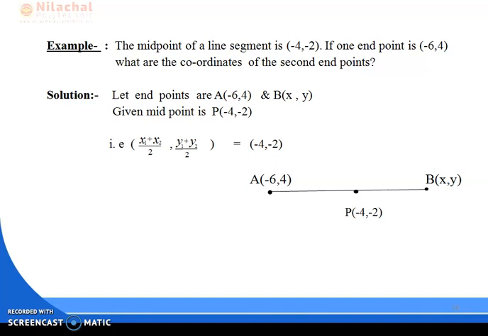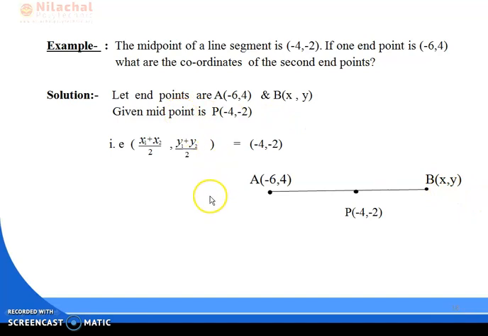That means, let point A be one endpoint, which is given as (-6, 4), and the midpoint is given. But the other endpoint, B, we have to find. The second endpoint's coordinates, let it be (x, y).